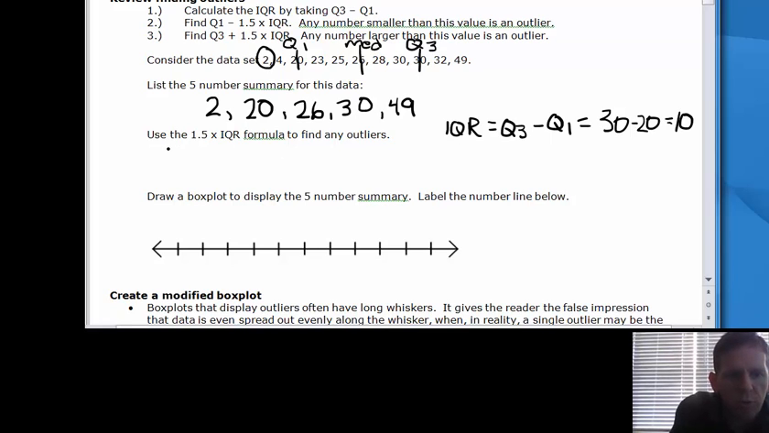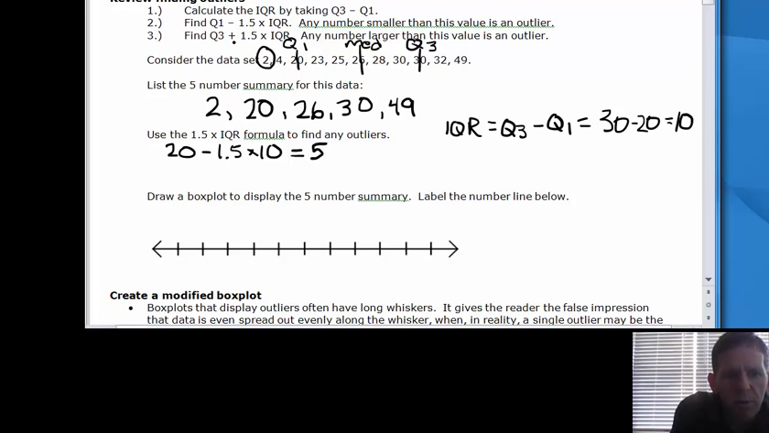In our second step, we're going to take Q1 minus 1.5 times the IQR. So we're going to take Q1, which is 20, minus 1.5 times the IQR. The IQR was 10. 1.5 times 10 is 15, so we're going to take 20 minus 15, and that is equal to 5.